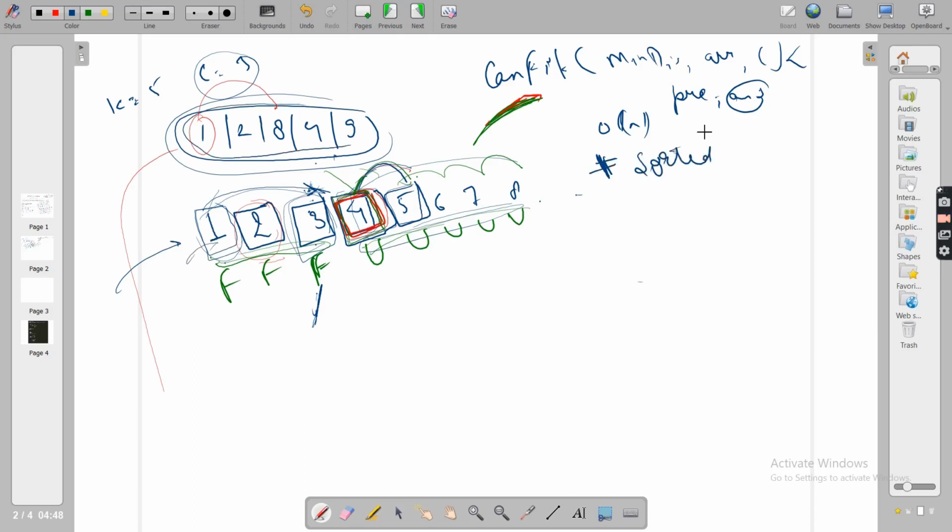Getting it? So what is the way to go? Binary search is the way to go, because binary search is built on top of this intuition: if linear search is done on a sorted array, binary search is the optimal approach. You have to go for binary search.